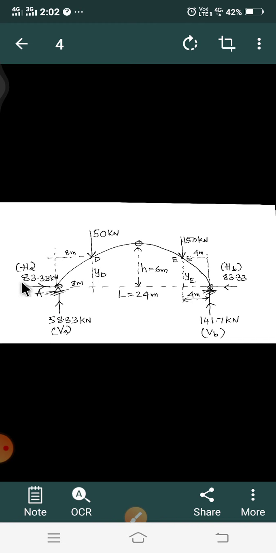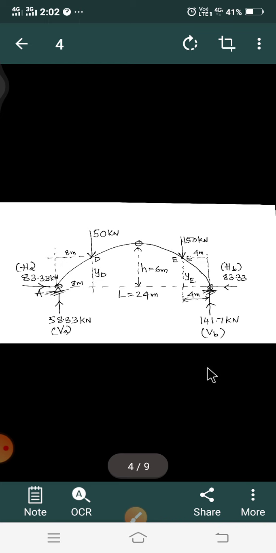Again, one more moment is 83.33 into YE, so this is the force, and this is the perpendicular distance. So these two forces are producing moment about the point E, and one more moment that is produced here is 50 into this distance. So what I have done is I have taken the forces acting on the left side of this point. So three forces are coming which are producing moment about this point. So 50 into this distance I have to calculate here.